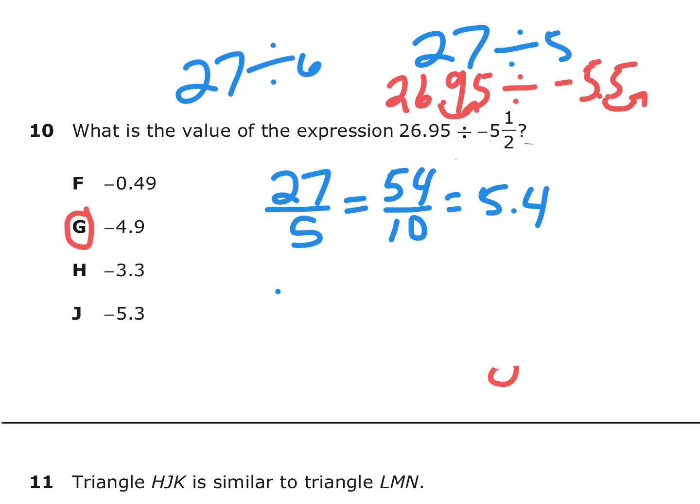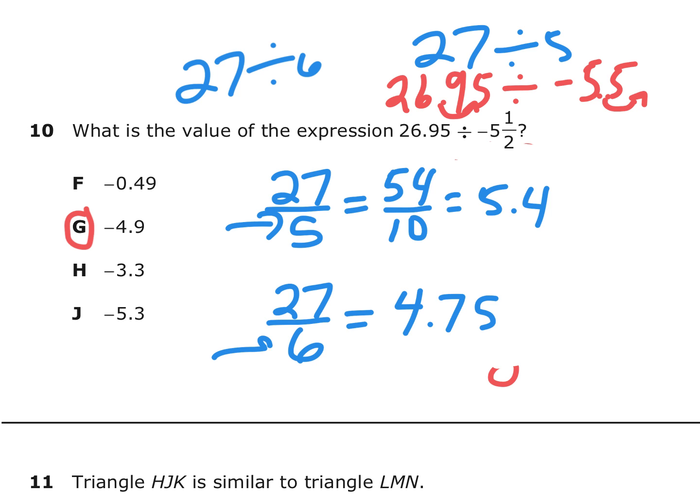What if I divide by 6? 27 divided by 6 is going to be 4 and a fraction. 4 3/4, which is 4.75. So I'm looking for an answer that's between 4.75 and 5.4. And I'm looking for something kind of in the middle because I'm dividing by 5.5. I'm not dividing by 5. I'm not dividing by 6, but something kind of right in the middle between 5.4 and maybe 4.8.